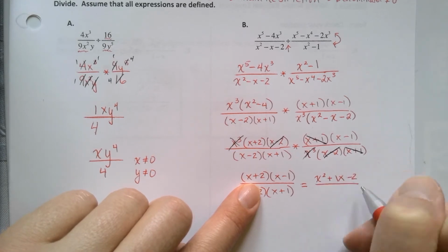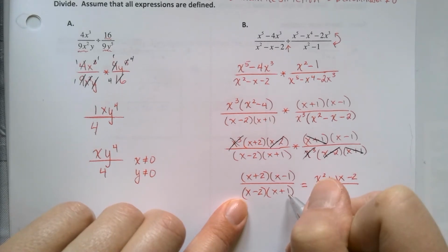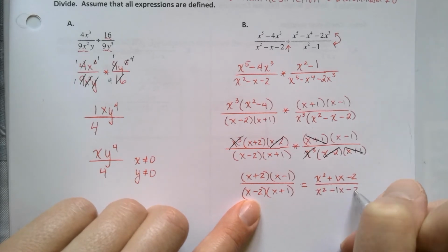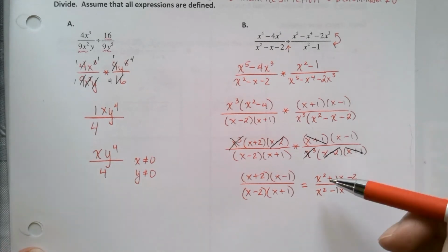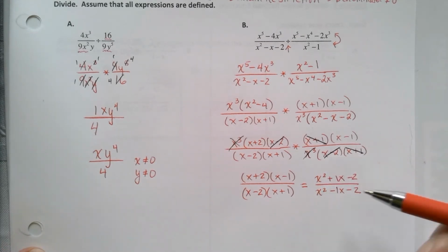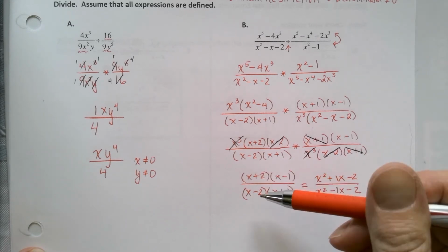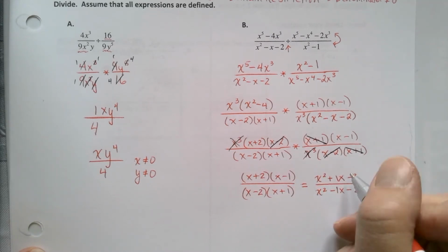In the bottom, I'm going to FOIL that out, and I get x squared. I get a positive 1 and a negative 2, which gives me a negative 1x, and then a minus 2. And so it's really hard to look at this and not be able to cancel these x squareds out or these negative 2's out. But due to the sign being different, due to this being a plus 2 and a minus 2, a minus 1 and a plus 1, these are not like terms. So that is my final answer.